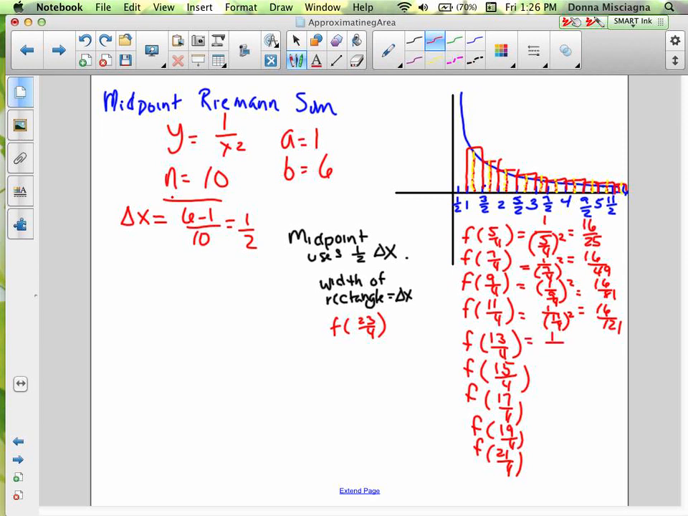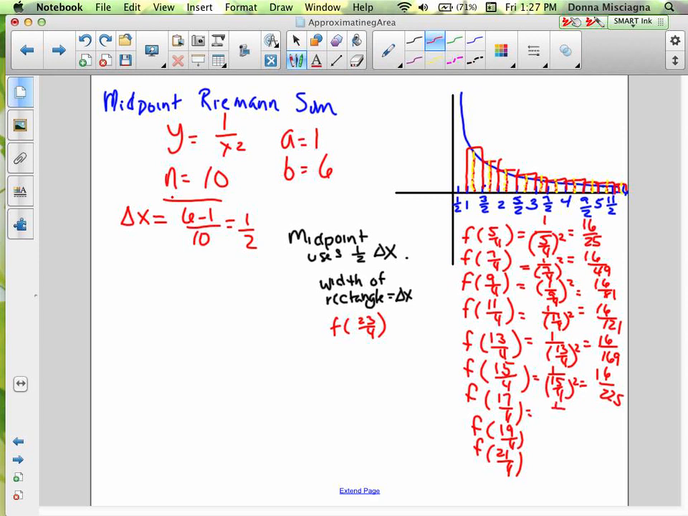1 over 13/4 squared is going to be 16/169. This one would be 1 over 15/4 squared, which would be 16/225. There we go, 16/225.